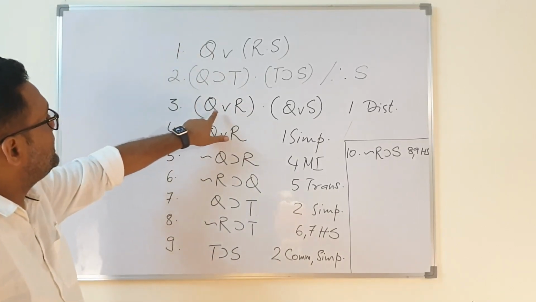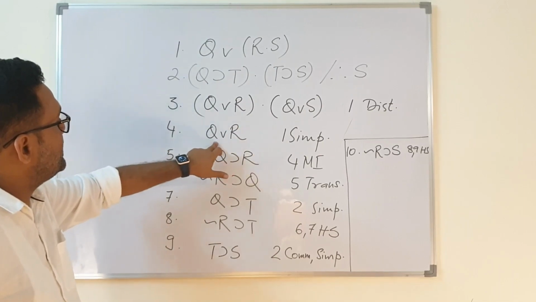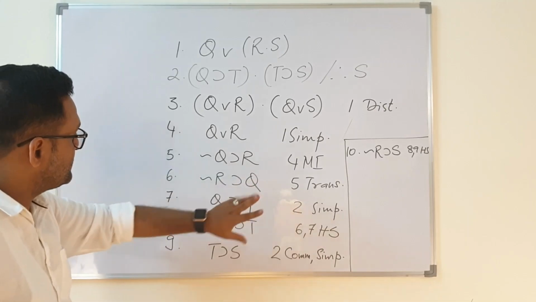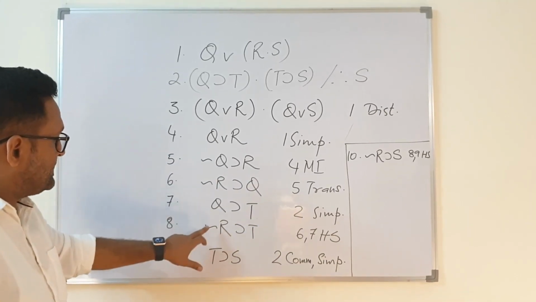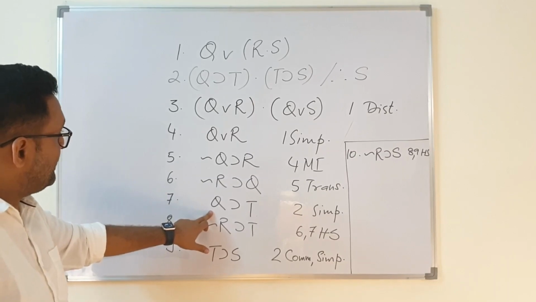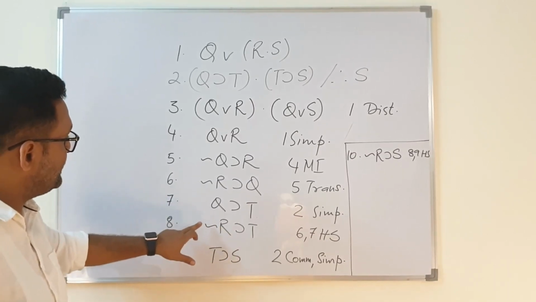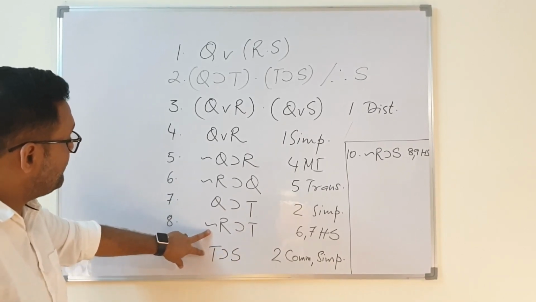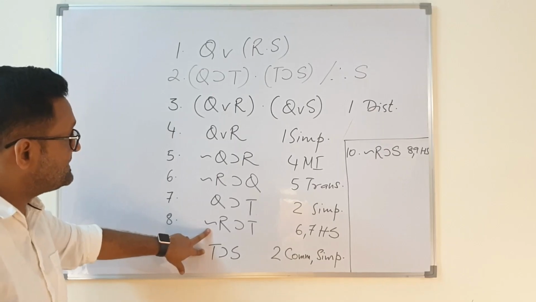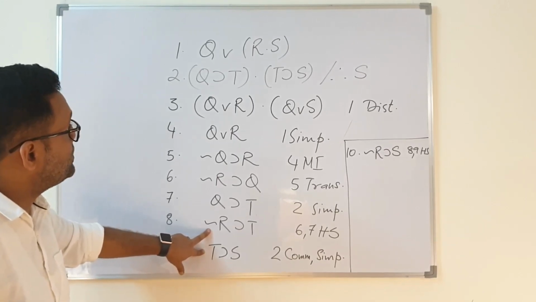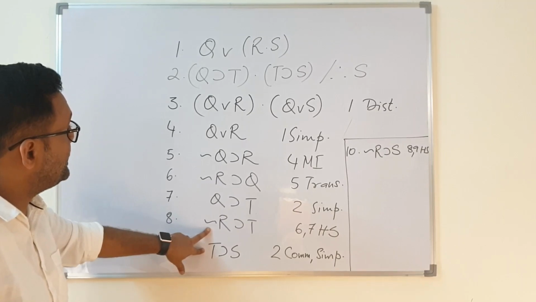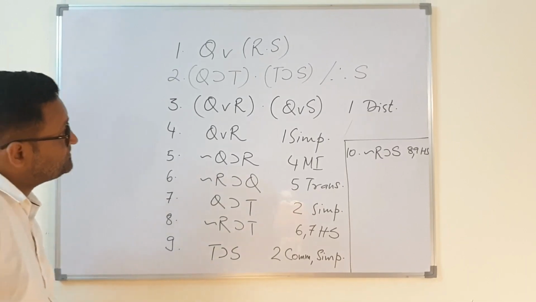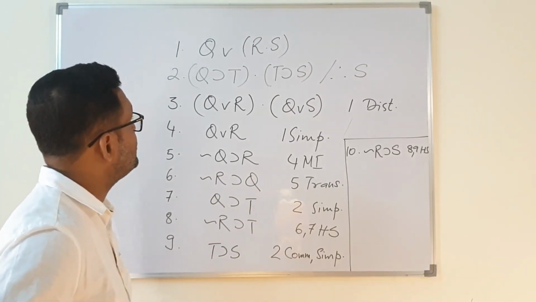Let us see. We have Q wedge R, so from this Q wedge R we have then negation of Q implies R. So it became negation of R implies Q because of transposition. And this Q implies T we have simplified, then negation of this, so negation of R implies T, and then we have T implies S, so negation of R implies S. Now let us see if we can find something from here. Negation of R implies S.